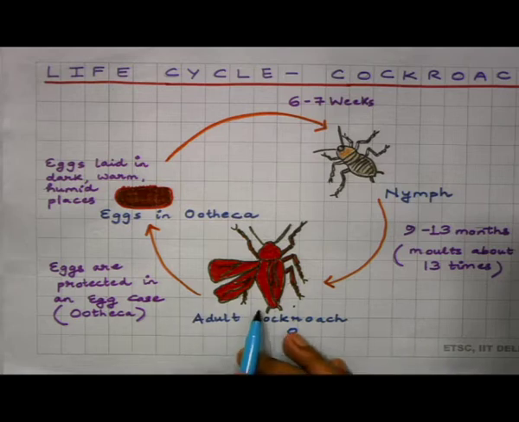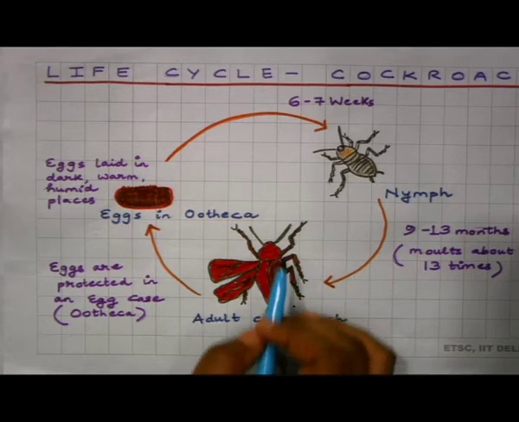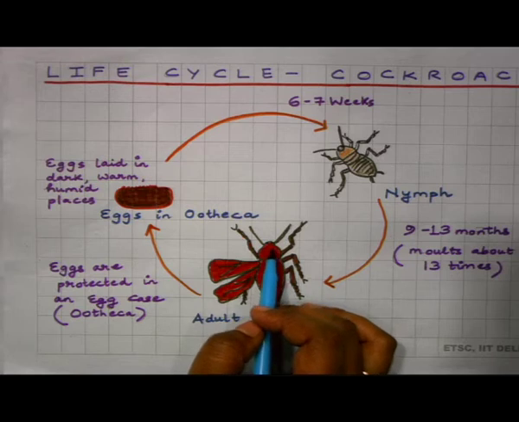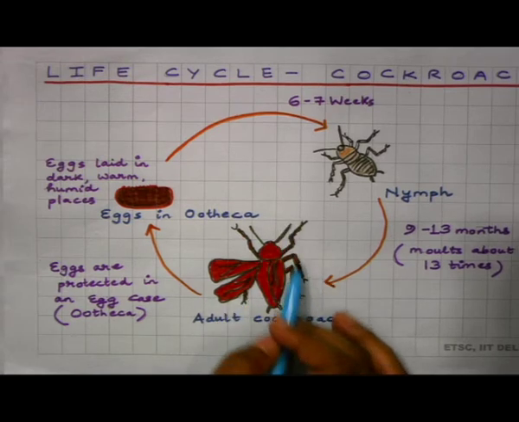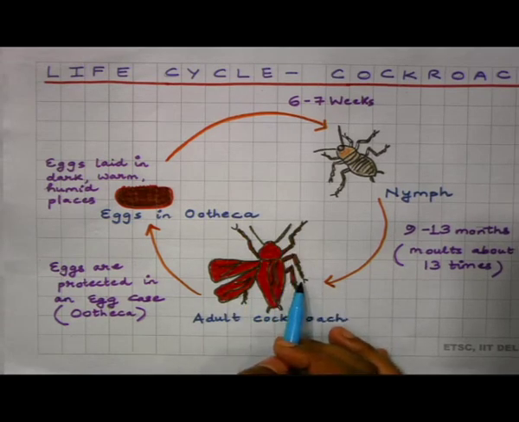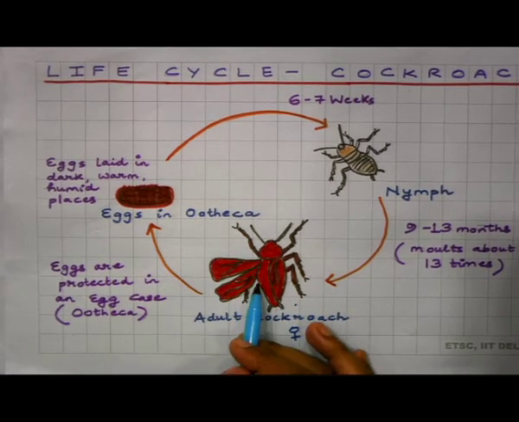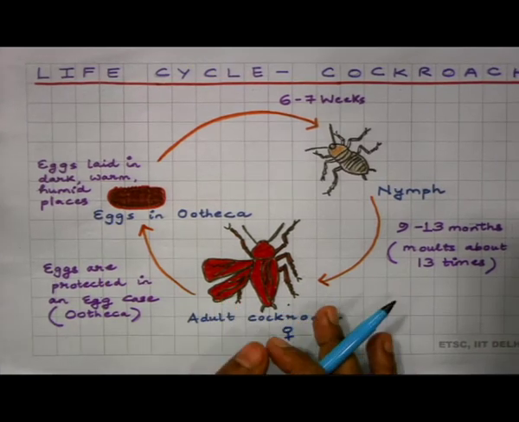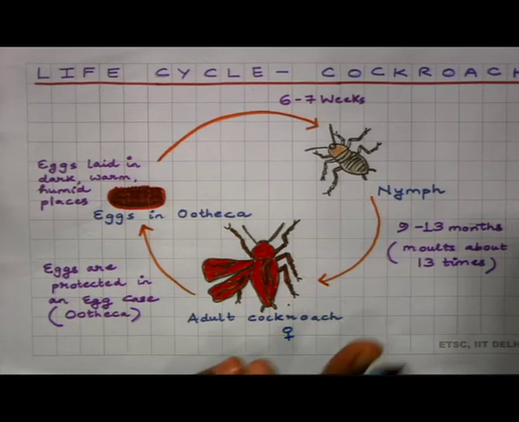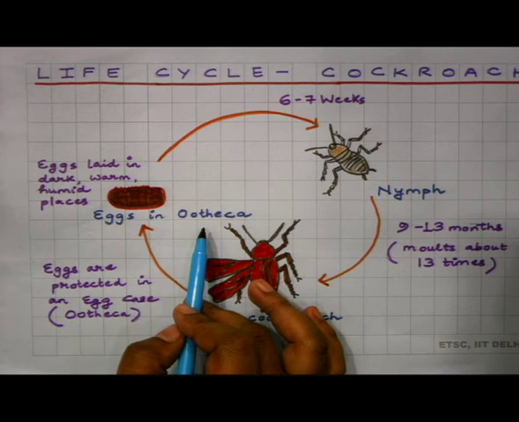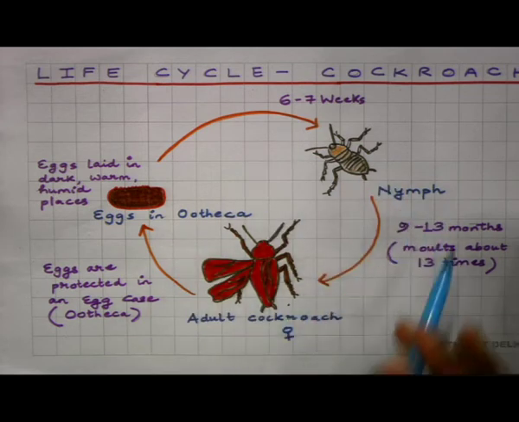The adult cockroach shows all the features: a pair of compound eyes, a pair of antennae, 3 pairs of legs for cursorial habit, fast running, 2 pairs of wings, the tegmina and the flight wings. So, the life cycle of cockroach comprises basically 3 stages: the eggs in the ootheca, the nymphal stage, and the adult cockroach.